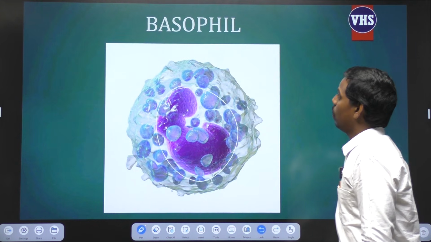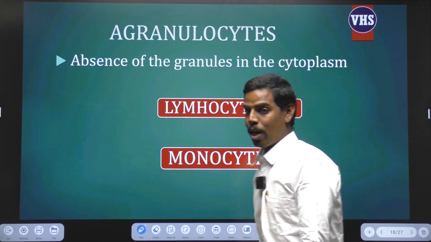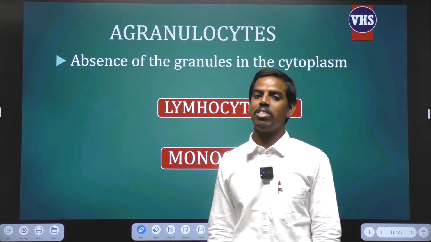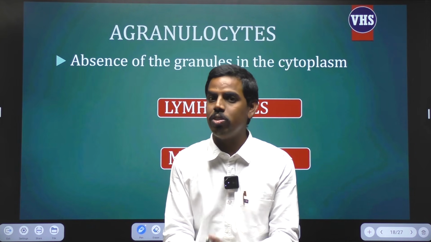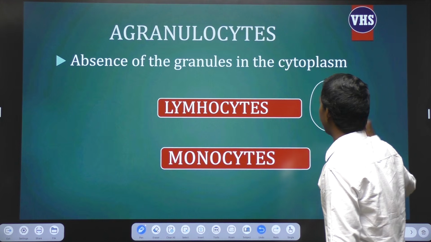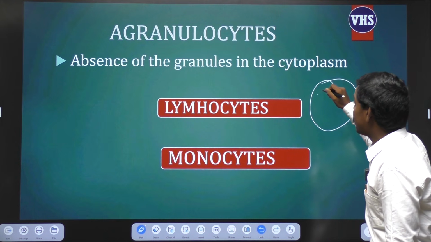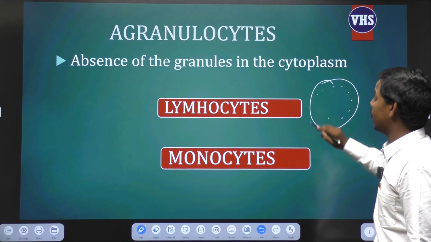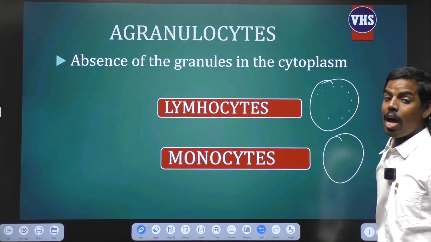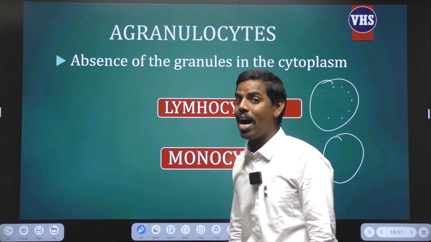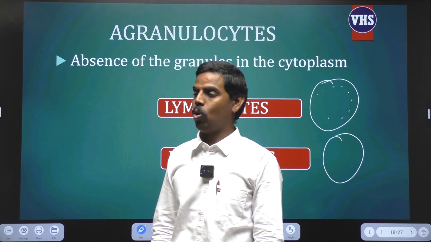The next one, agranulocytes. Agranulocytes means absence of the granules in the cytoplasm. We are taking one cell. In the granulocytes, granules are present in the cytoplasm. But here, agranulocytes is the absence. So, granules are absent in the agranulocyte.